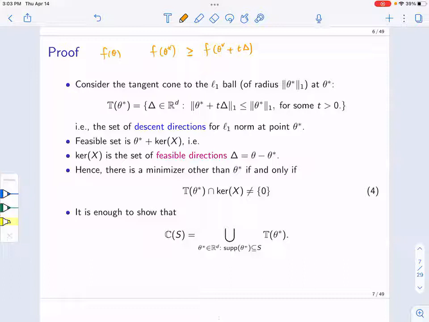If delta is not in there, it means that if I go in the direction of delta, for all values of t, I'm going to increase. So these are the potential directions that can violate the property we want. So I'm going to take theta star, okay, that's our solution to the problem.